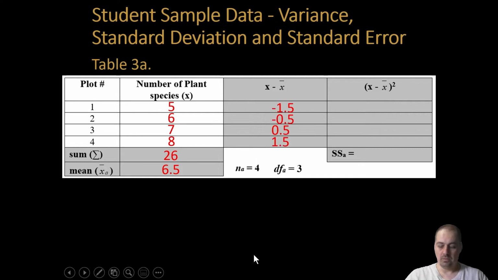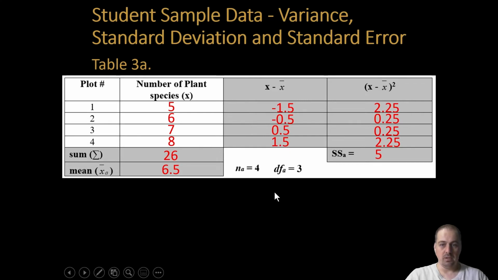Your next step is to take the mean away from each of the individual values that you have here. So 5 minus 6.5 is 1.5, 6 minus 6.5 is 0.5, and so on. The next step is to square all of those values. So 1.5 squared is 2.25. SSA is the sum of the squares, so you add these up and you get a value of 5. I'll also mention the n here represents the number of samples, so in this case it's 4.